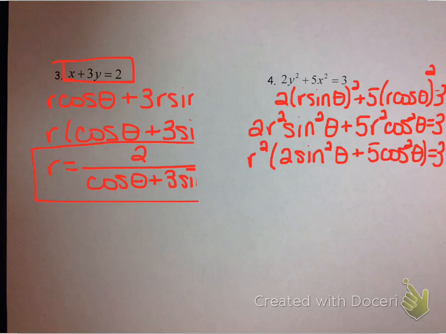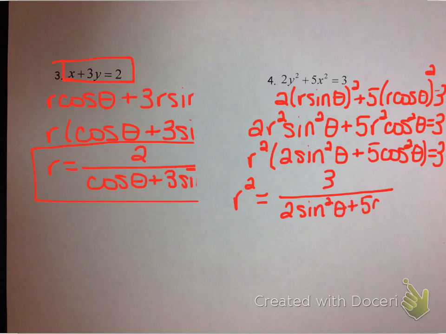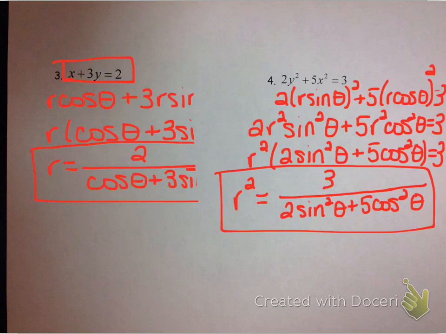And then my last step, remember our goal isn't always to get r by itself, we can just get r squared by itself. And so we take the entire messy set of parentheses and divide it down to the denominator. And that is done.